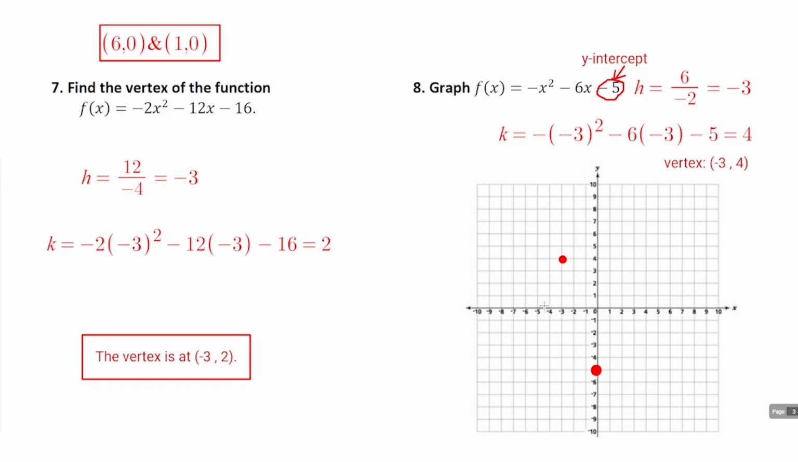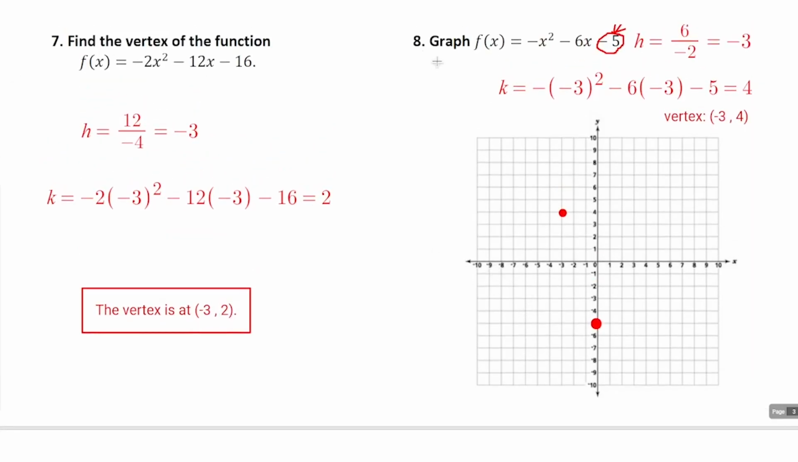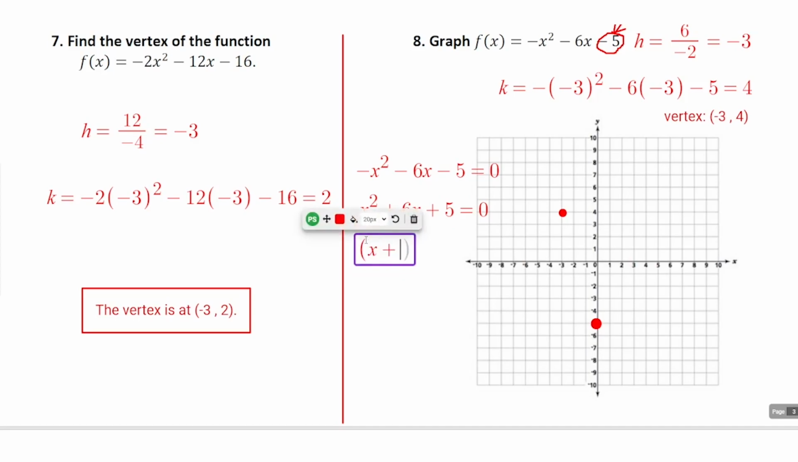All right, so we're looking for two x-intercepts here. And so in order to get those x-intercepts, we need to set the equation equal to 0 and then solve it. So we've got negative x squared minus 6x minus 5 equals 0. Now notice all the negatives here. I can make this a lot easier if I just multiply everything by negative 1. I get x squared, and it will effectively flip all the signs. So now I can go ahead and factor this. This is going to be x plus 5 times x plus 1.